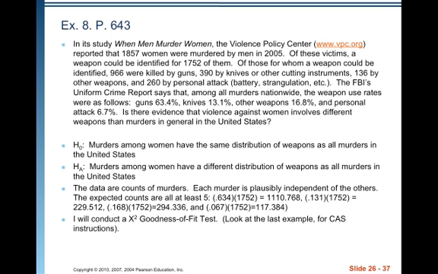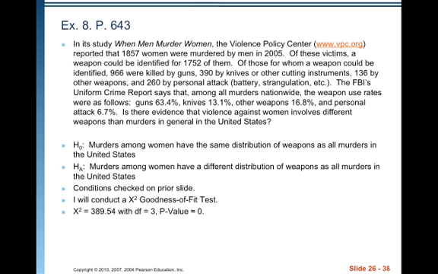And because all 3 conditions are met there, we've got counts, we've got plausible independence, and we've got expected counts at least 5, we can carry out our test. So I will conduct a chi-square goodness of fit test. Look at the last example for CAS instructions. In fact, I encourage you to do that. Stop now, go back and look at the last example, get the instructions, and make sure that you end up with the same chi-square test statistic and the same p-value.